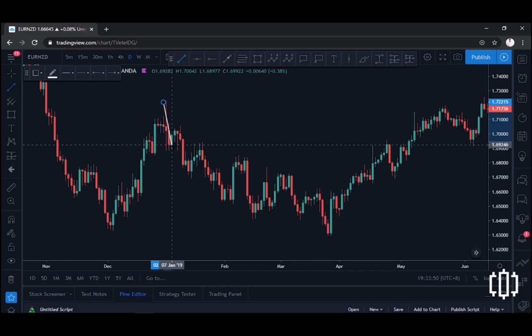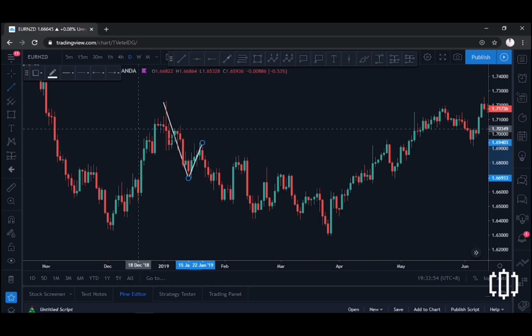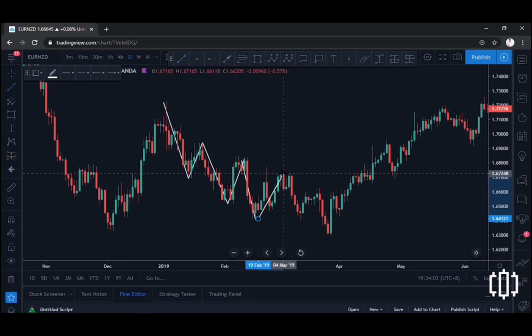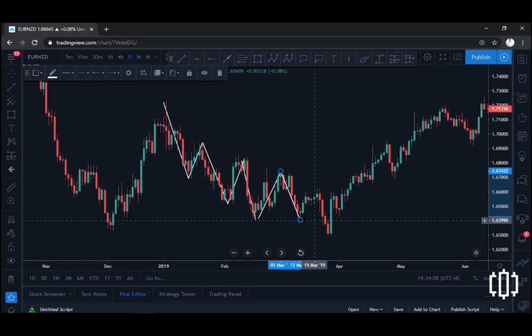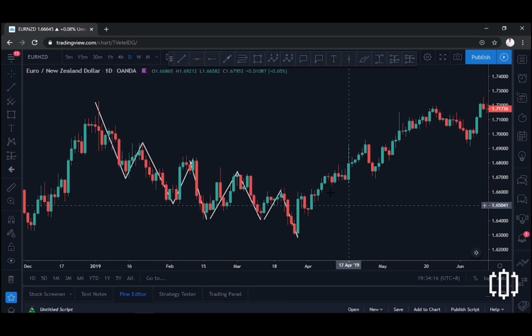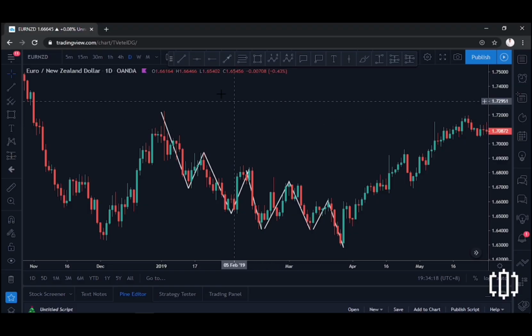Okay? So we have the push. And we have the pullback. Push. Pull back. Push. Pull back. So we have a double bottom here. Push. Sorry. Pull back. Then we have last push. Okay? So kung ipa-plot natin to ng market structure, it's gonna look like this.